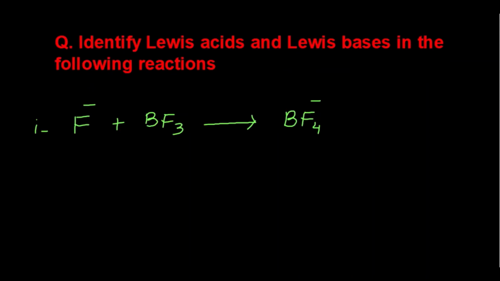In the next question, we are asked to identify Lewis acids and Lewis bases in the following reactions. Before going to identify Lewis acids and Lewis bases, we must know what are Lewis acids and what are Lewis bases. We know very well Lewis acids are electron pair acceptors, while Lewis bases are electron pair donors. Electron pair donors are Lewis bases, while electron pair acceptors are Lewis acids.